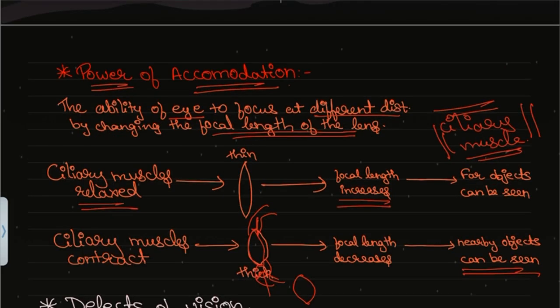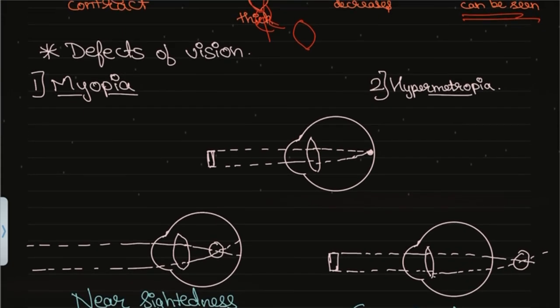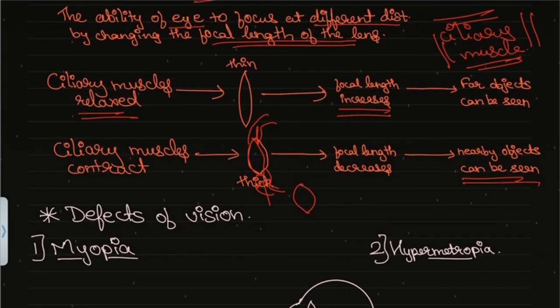That is the ability of our eye to focus at different distances by changing the focal length of the lens. Now we see how easily our eye changes the focal length of the lens and we can see all the objects, be it nearby, be it far, very easily.